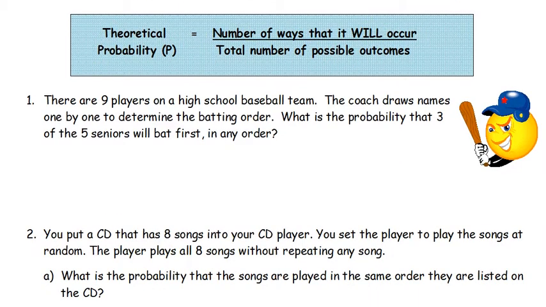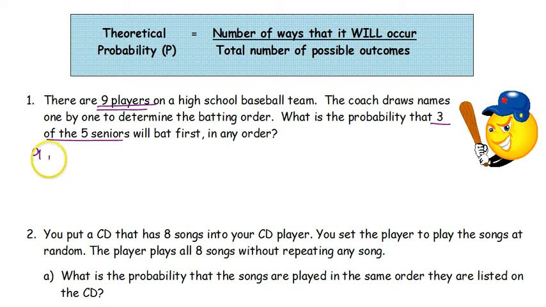So for number 1, there are 9 players on a high school baseball team. The coach draws names one by one to determine the batting order. What is the probability that 3 of the 5 seniors will bat first in any order? So we break down the information that we're given. We know that we have 9 total players. What is the probability that 3 of the 5 seniors will bat first?